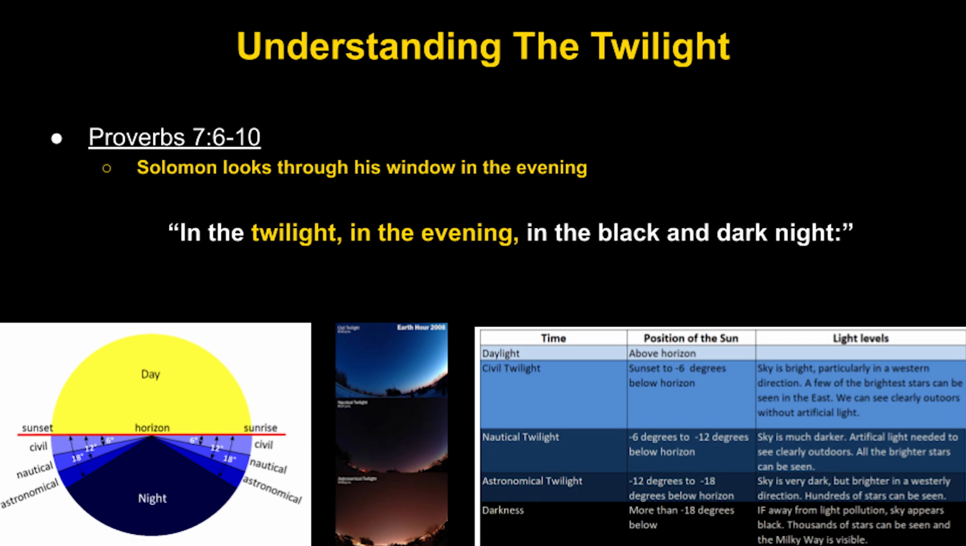So for our forefathers who did not have access to artificial light, this is the period of time that they were referencing when we read earlier regarding the evening. It was a time period in which it was getting darker than daylight. However, it was not pitch black. You were still able to be outside and you were able to see other people clearly.